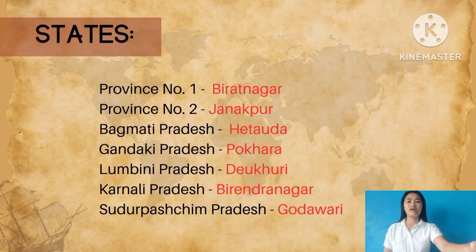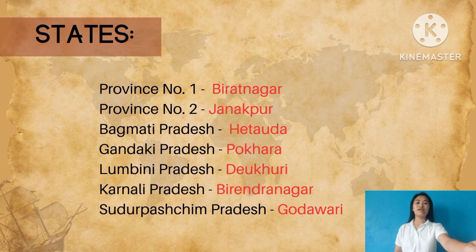Next are the states of Nepal. Province 1 and Province 2 have no official names, but they have capitals, which are Biratnagar and Janakpur. The next state is Bagmati Pradesh. Its capital is Hetauda. The fourth state in Nepal is Gandaki Pradesh.